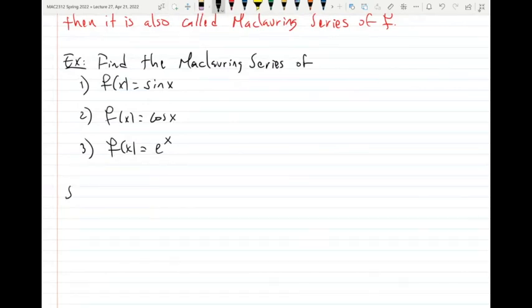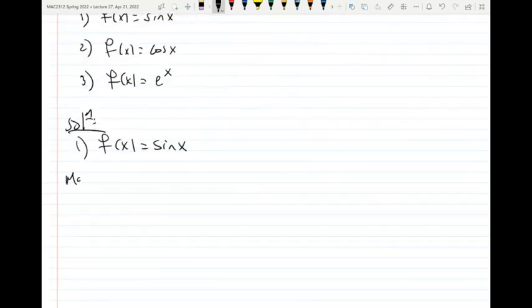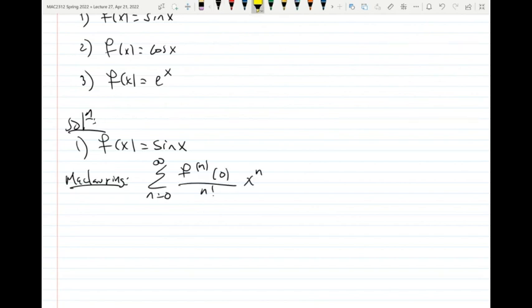So, solution. Number 1, we have f of x equals sine of x. So we know that the Maclaurin series is given by the sum from n equals 0 to infinity of the nth derivative evaluated at 0 over n factorial times x to the n. So really, the only thing that we don't know at this point is what this is. Once we figure this out, then we're good to go. So let's run some experiments. Let's start taking some derivatives of the sine function and see what happens.